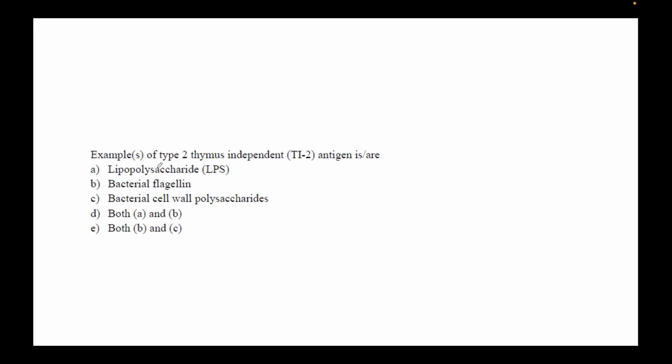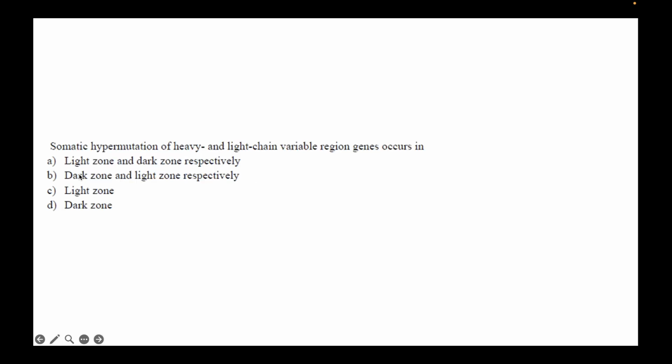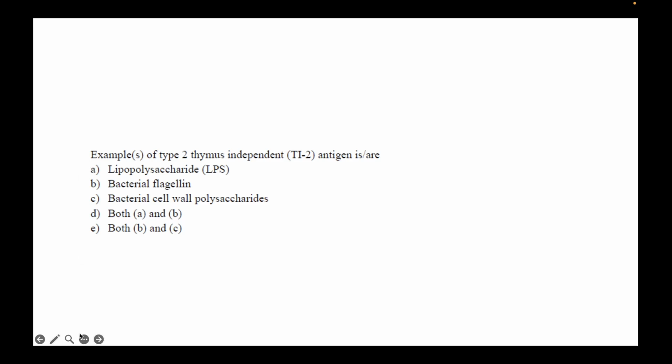An example of a type 2 thymus independent antigen is, okay, type 2 thymus independent: bacterial flagellin, lipopolysaccharide, bacterial capsular polysaccharide. So thymus independent antigens were the lipopolysaccharides, and these are the sequences which were thymus independent sequences.